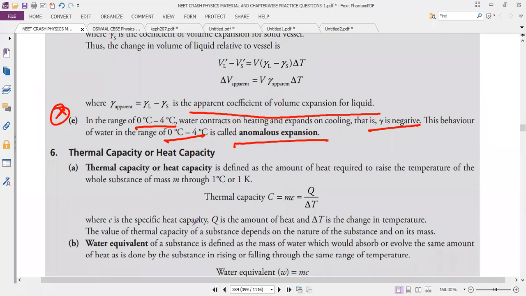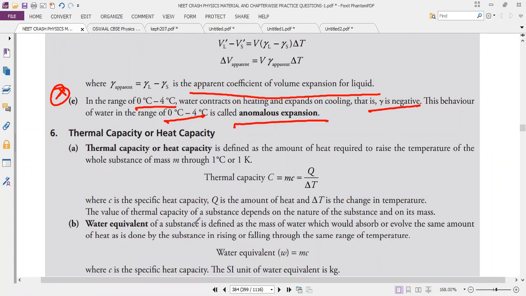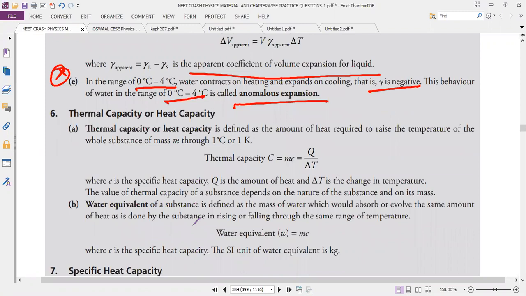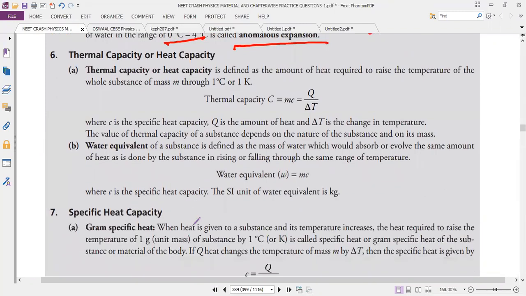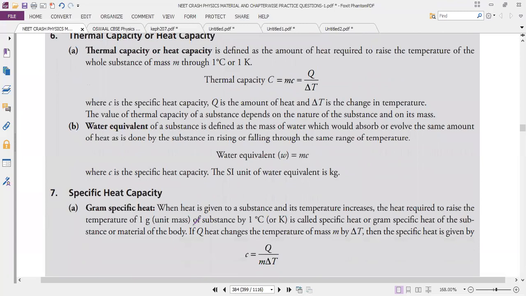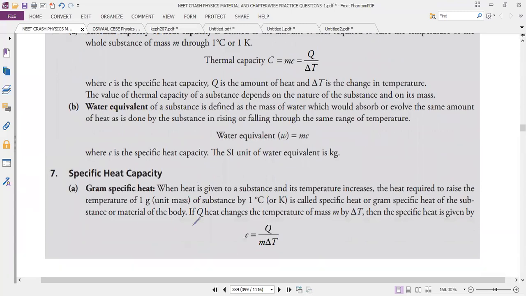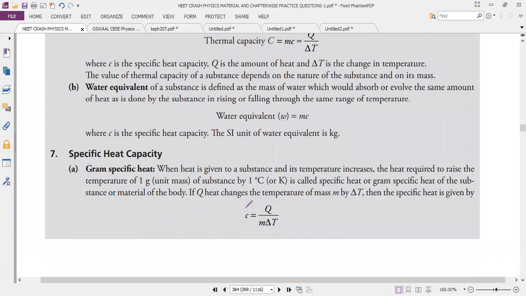Everything is different. For example, iron, gold, silver, copper, platinum. Next one, tungsten. So everything is different. The water equivalent mc. C means specific heat capacity. Gram specific heat C equal to Q by M del T.